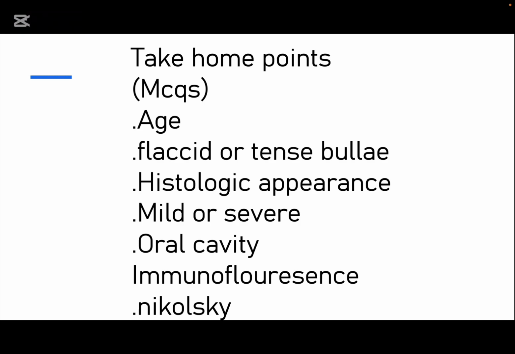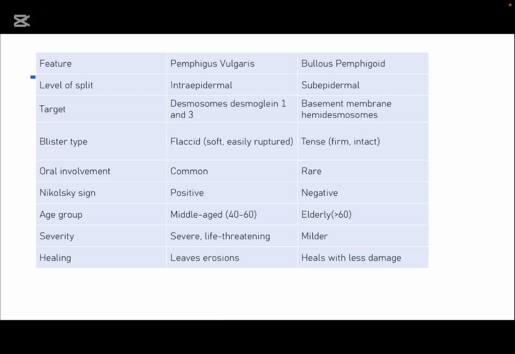If the Nikolsky sign is positive, it is pemphigus. If it is negative, it is bullous pemphigoid. All these points are summarized in this last slide as well. I hope this video will help you solve your MCQ question.